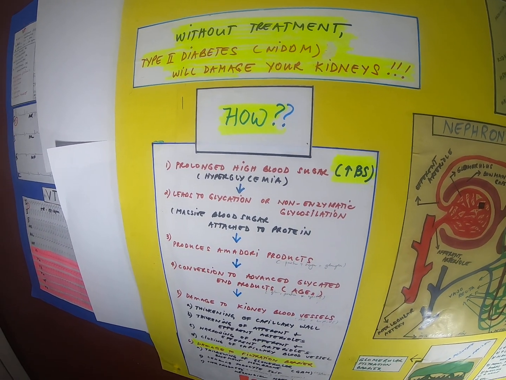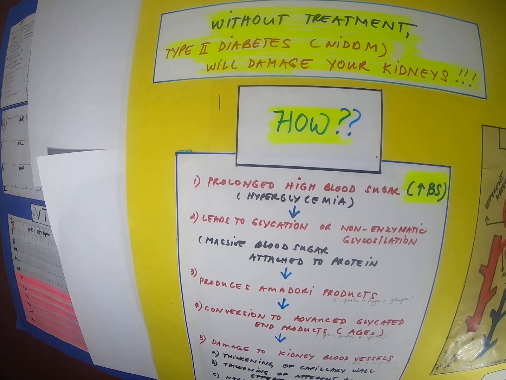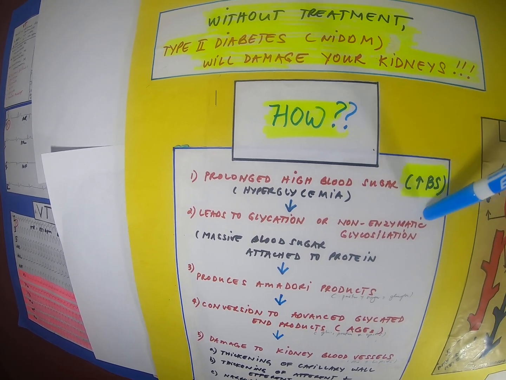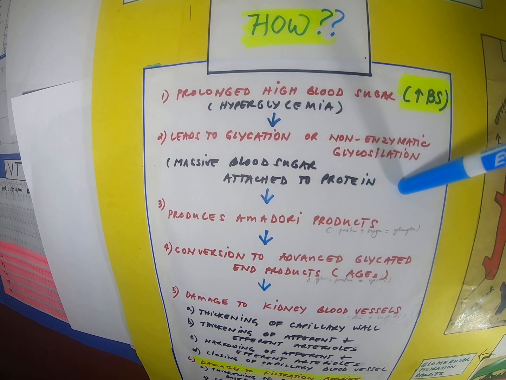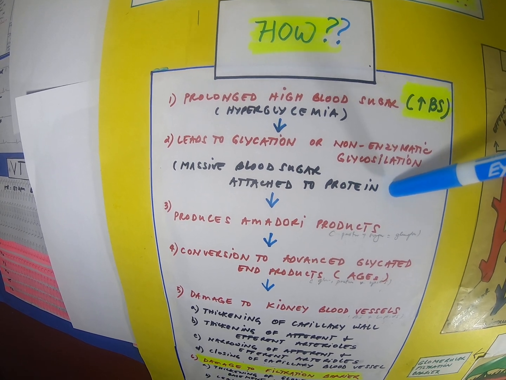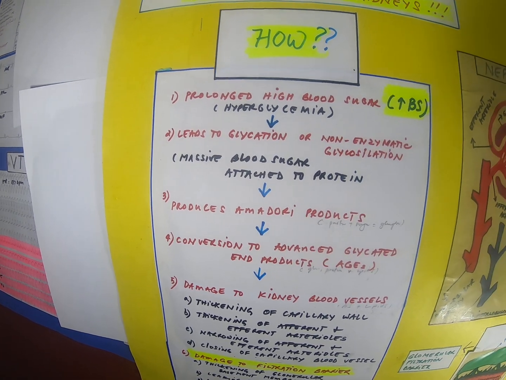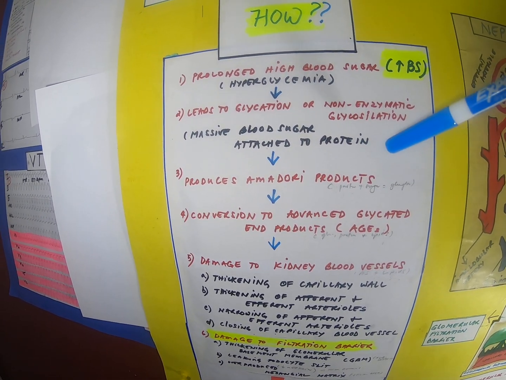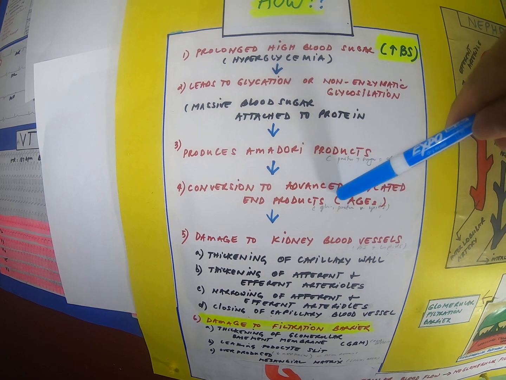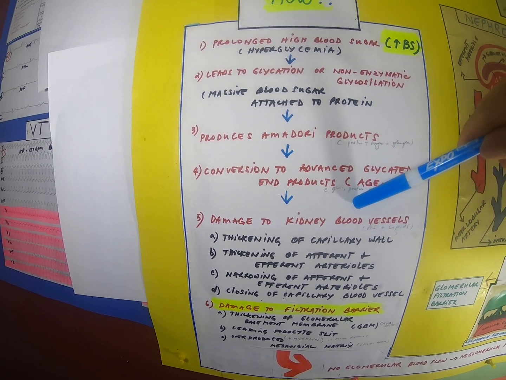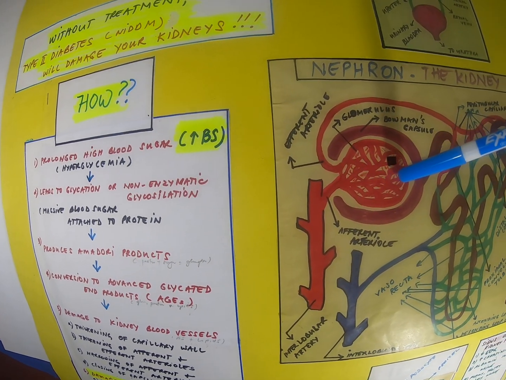For untreated type 2 diabetes, prolonged high blood sugar, or hyperglycemia, will lead to glycation, or non-enzymatic glycosylation, because massive blood sugar attaches to the protein or glycoprotein, and that makes your protein useless. With the combination of the blood sugar and the protein, you end up producing Amadori products, and these Amadori products will be converted to advanced glycated end products, or AGEs, very disastrous to the structure of the kidney blood vessels, and that will cause thickening of the capillaries.